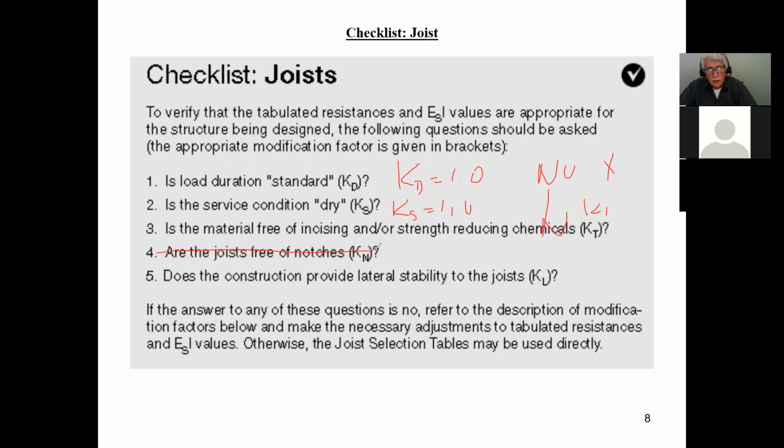I will scan and copy the section with the notches. I'll be more than happy to send it to you. You understand? Does the construction provide lateral stability? This is a very important question.